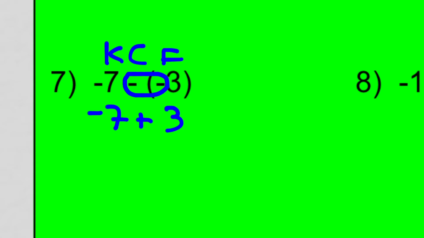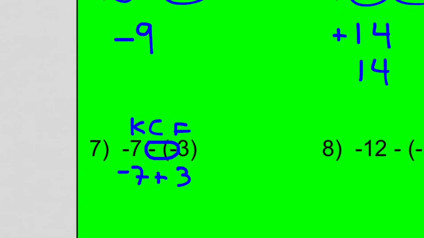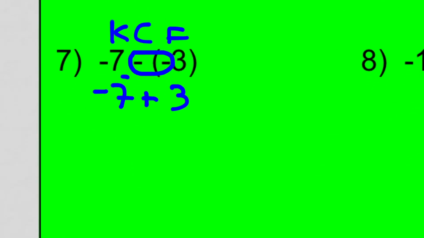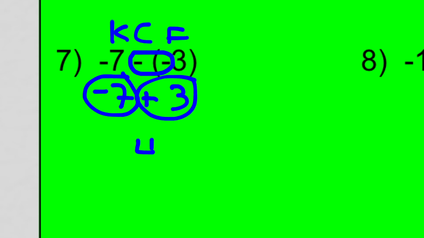And then what you're left with is a situation just like up here. You're left with 7 negatives combined with 3 positives. The signs are different, so I subtract. 7 minus 3 is 4, but this time I have more negatives, so the answer is negative.